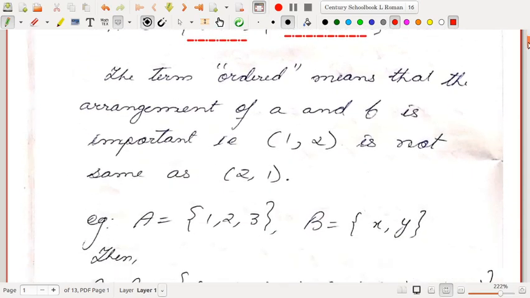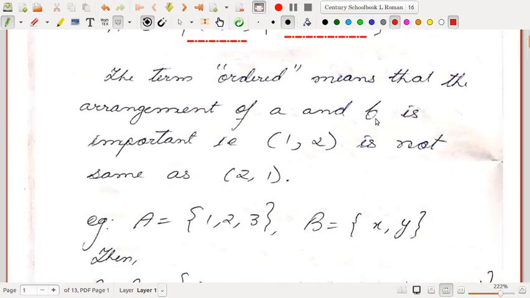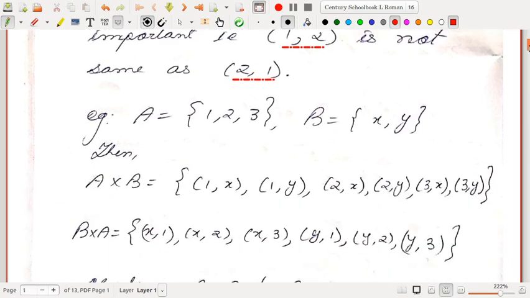The term ordered means that the arrangement of a and b is important. That is, the ordered pair (1, 2) is not the same as the ordered pair (2, 1). Ordered pairs are written within brackets.